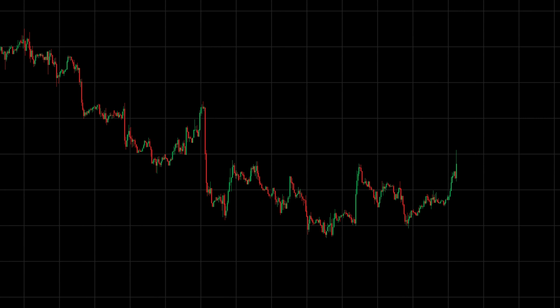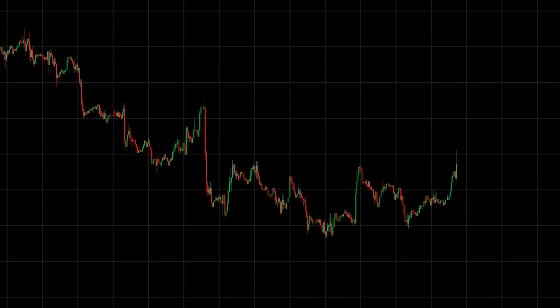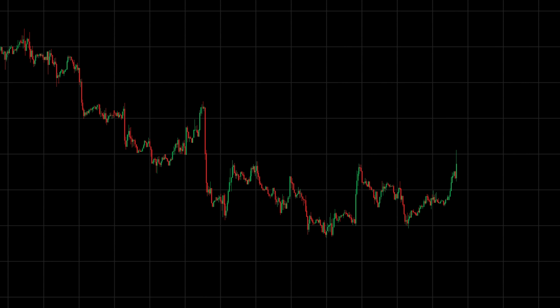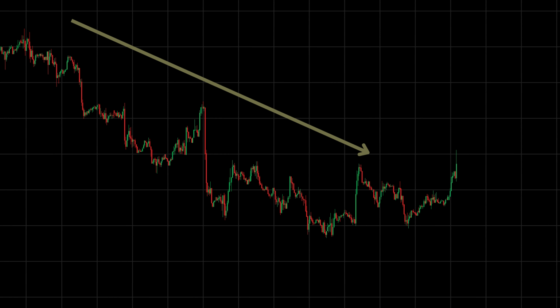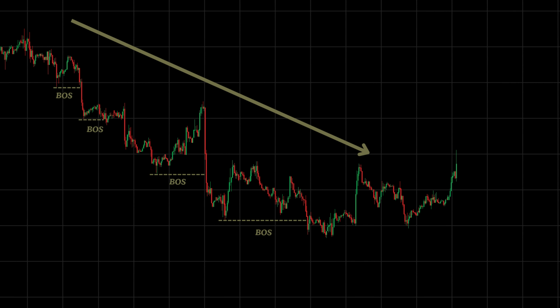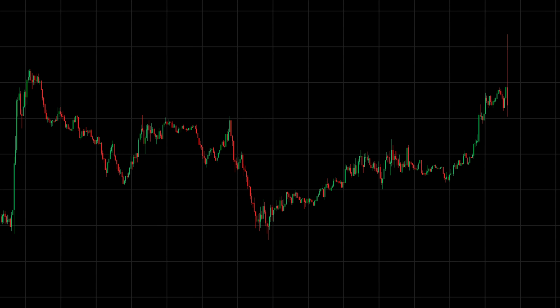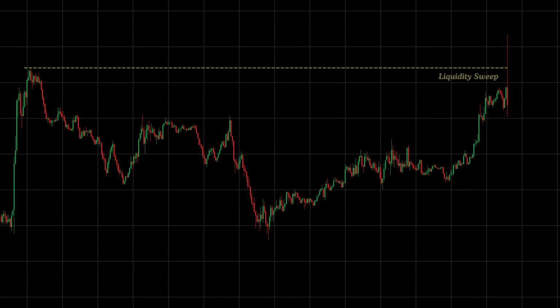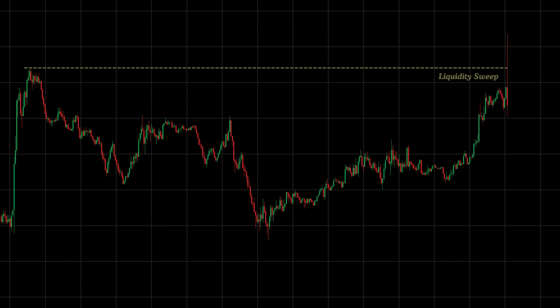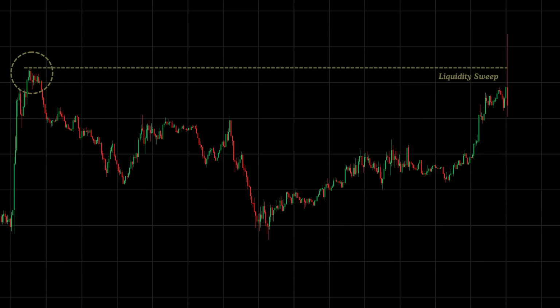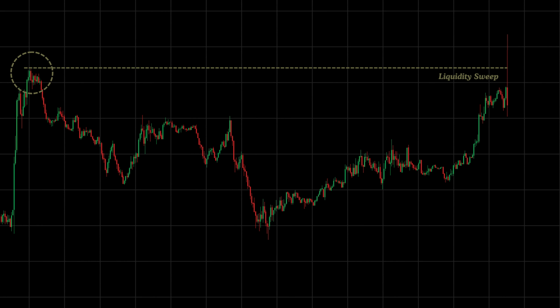On the chart, we're observing the EUR-USD pair on the 1-hour time frame. As evident, the market is in a clear downtrend, consistently forming multiple break of structure points to the downside, signaling strong bearish momentum. If we zoom into the 15-minute time frame, we can see that price aggressively swept the liquidity above the previous high with a sharp wick. Immediately after, it reversed and closed below the high's range, forming a valid whale scoop pattern on the 15-minute chart.